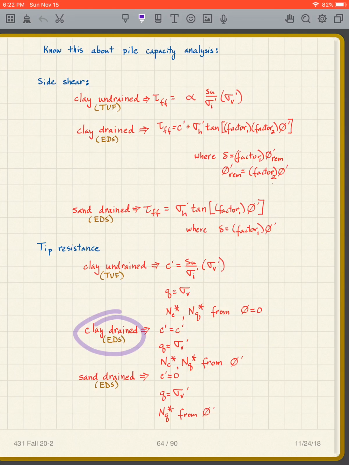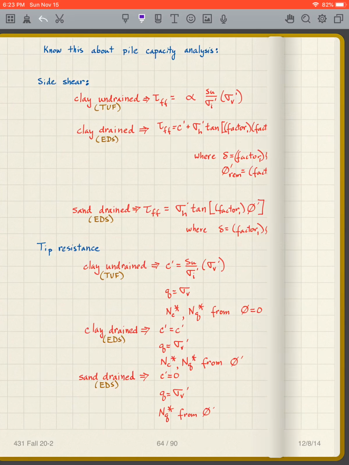Then when we're in clay drained, what do we do? We get NC star and NQ star from the actual value of phi prime, not 0. Up here it's 0. Why? Because we're total on drain fast. In the sand drain, C prime is 0, so we don't have to worry about that. My Q is going to be a sigma V prime. And we get NQ star from phi prime. So the sand is easy. It's the clay that causes the problems here, clay and silt.